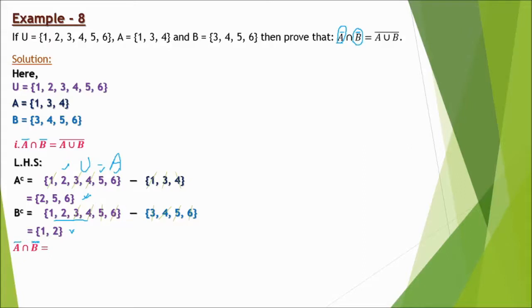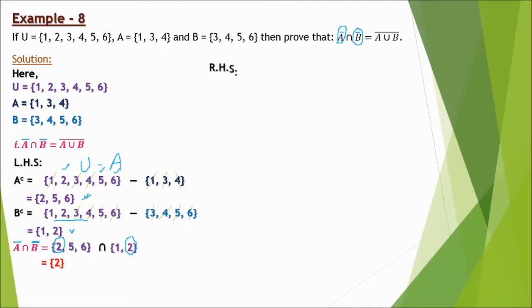Now finally, A complement intersection B complement. The bar is not quite clearly seen. So first, the elements of A complement are 2, 5, 6, then the intersection operator and 1 and 2. Is there any common element? Yes, definitely 2 is common. So let's circle 2 and write 2. So our left hand side is 2. From the right hand side also we have to find 2. After that it will be proved.